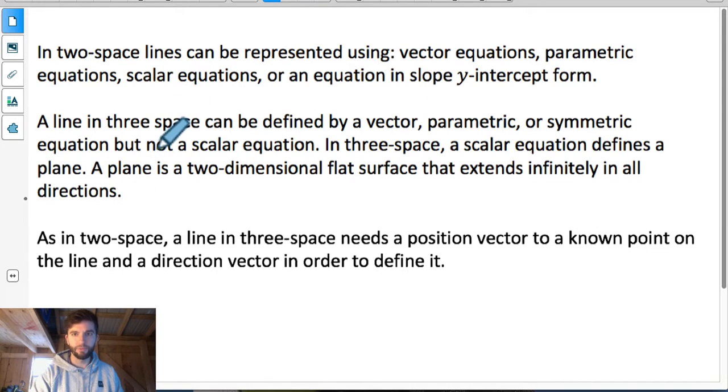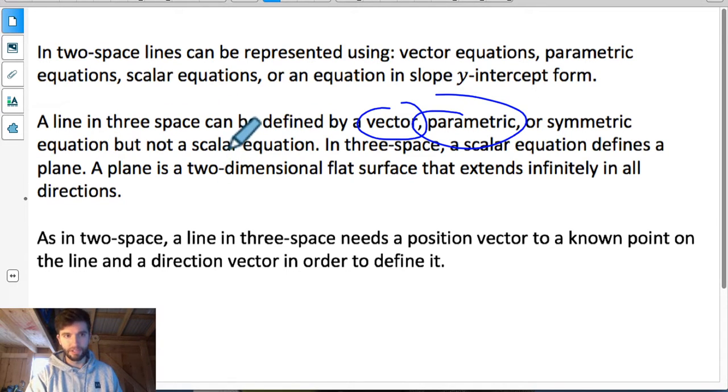The only difference is we can't do a scalar equation. A scalar equation defines a plane, so we can't use a scalar equation in 3 space. But we can still do a vector and parametric equation. And there's something else called a symmetric equation that we're not going to worry about. But we're going to focus on vector and parametric equations of lines in 3 space. But like I said, important to know, you cannot do a scalar equation of a line in 3 space.